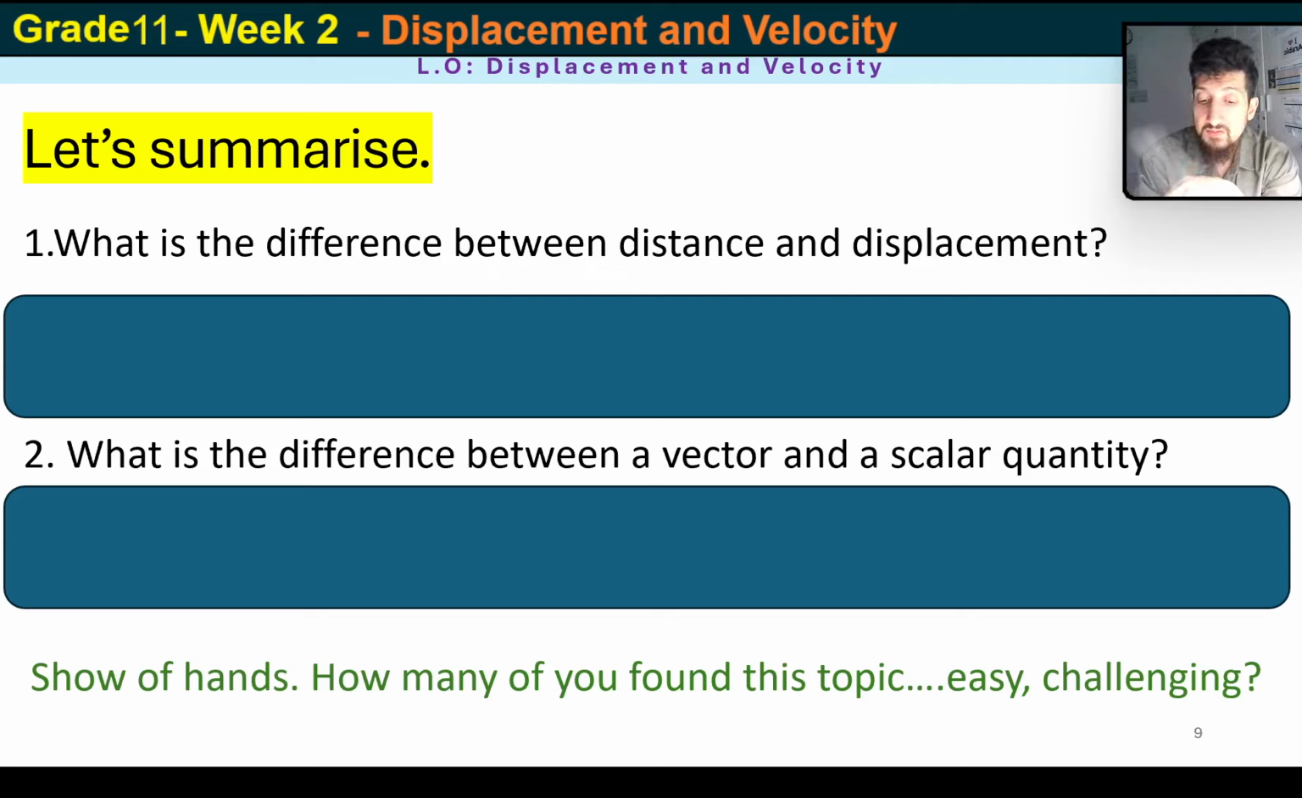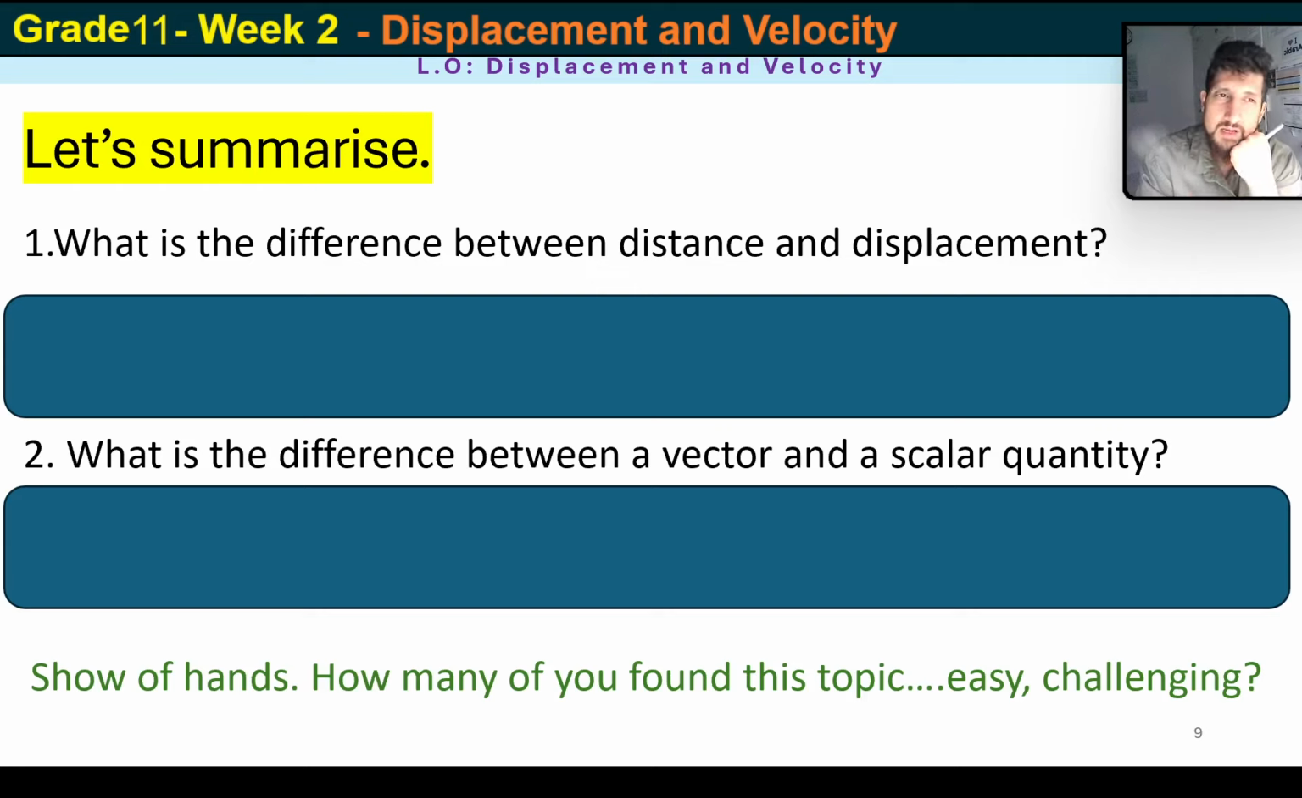What is the difference between a vector and a scalar? So we've kind of answered that already. A vector quantity is one that has both size and direction, or magnitude and direction, whereas a scalar quantity is one that only has size. So for example, if I talk about my length, I might say I'm 1.72 meters. I'm not going to say I'm 1.72 meters up or down. So that's a scalar quantity.